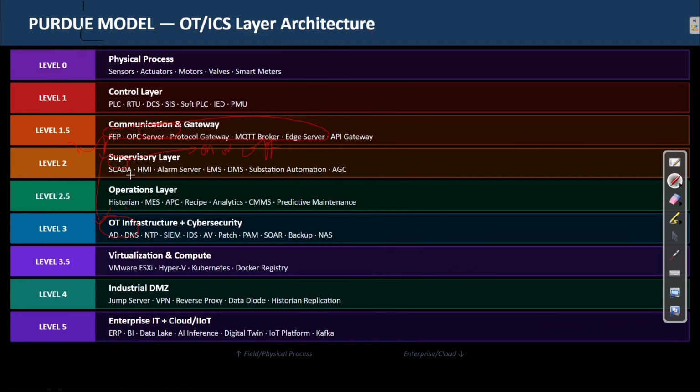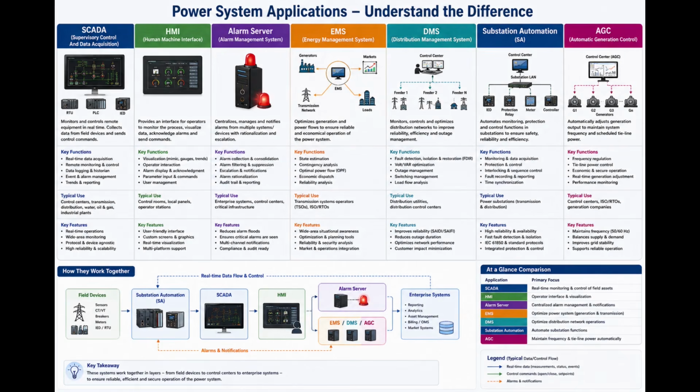Then this SCADA calculates whether the temperature is within the threshold or beyond the threshold. If it is beyond the threshold, then the SCADA system sends a control signal to the PLC that you must switch off, or lower down the temperature, and then that PLC will send it to the actuators. And at the supervisory level, SCADA is one component, HMI is there, alarm server is there, energy management server is there, distribution management server is there, automatic generation control is there.